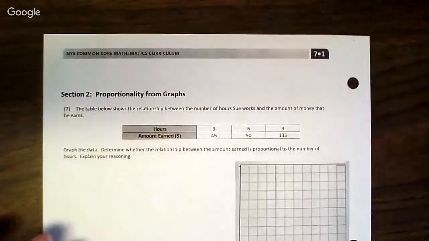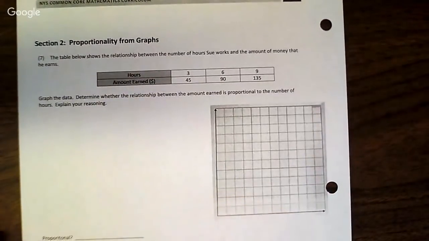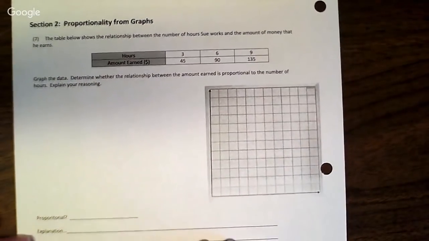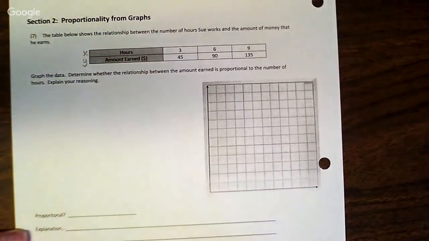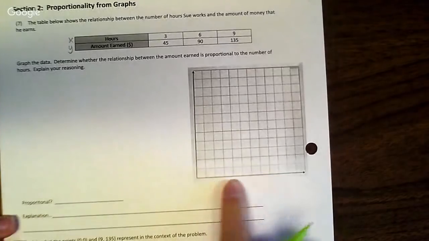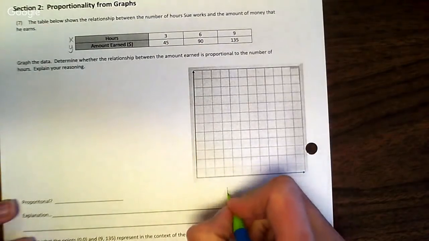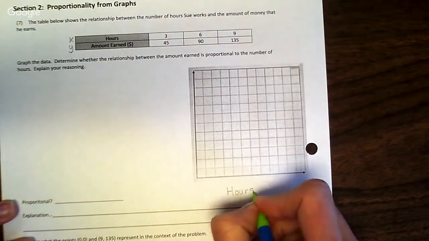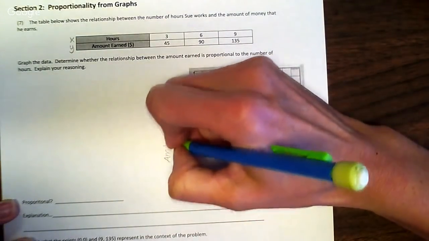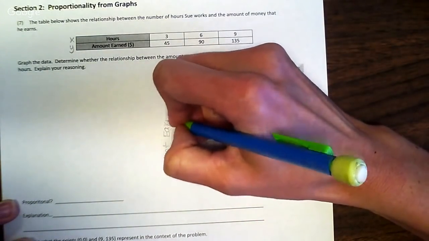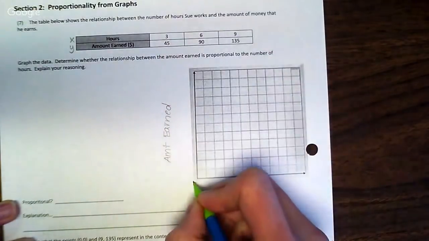Number 7. All right, this one, we are graphing the data. So a couple things to remember. The chart, we have X and Y. The X is your horizontal axis, so we're going to label that. Don't forget to label that on the test. And the Y-axis is your amount earned. 0, 0 is going to be in the corner.